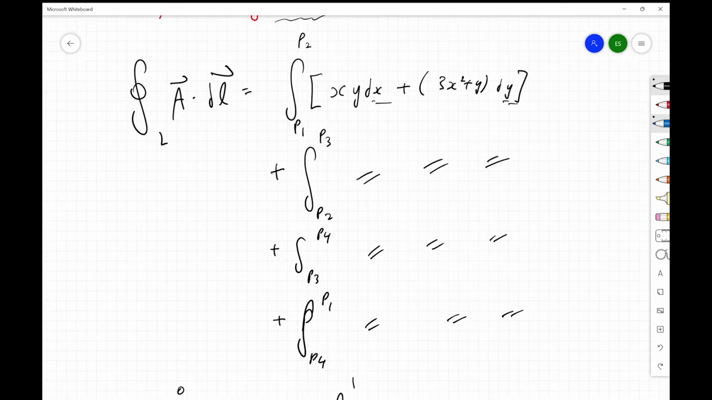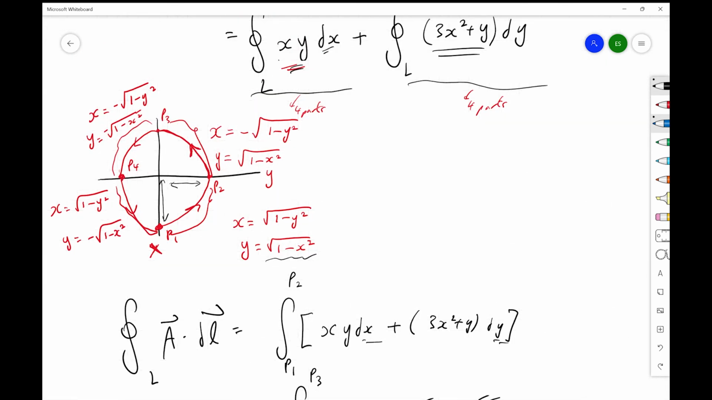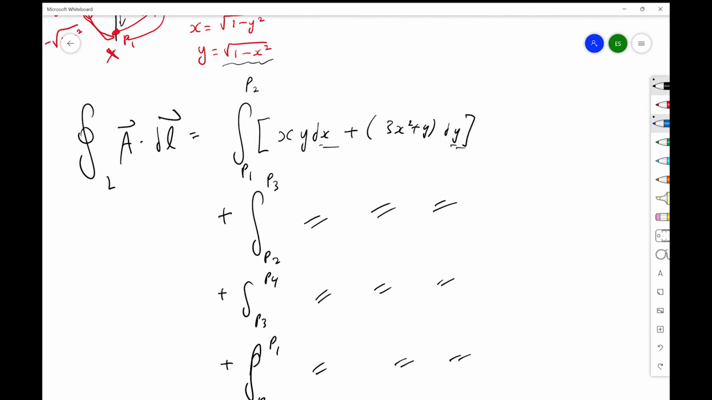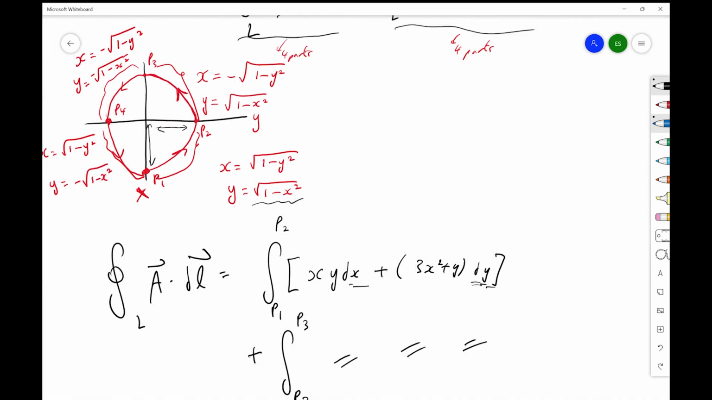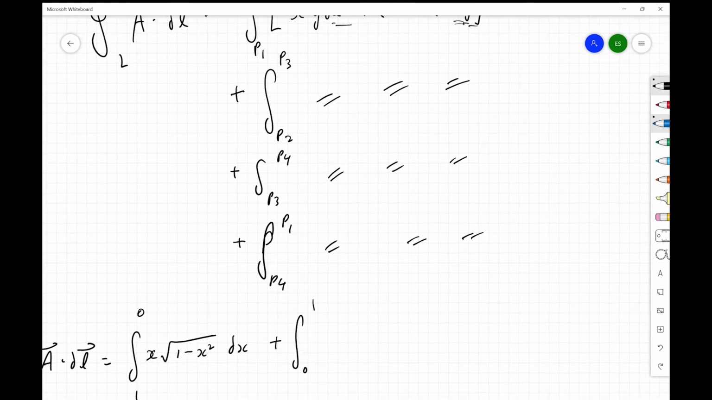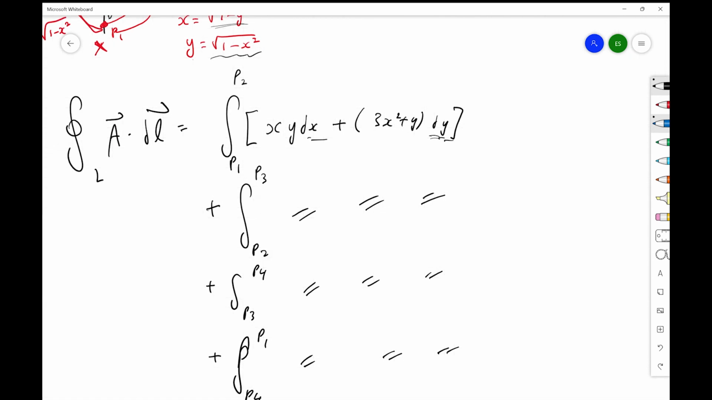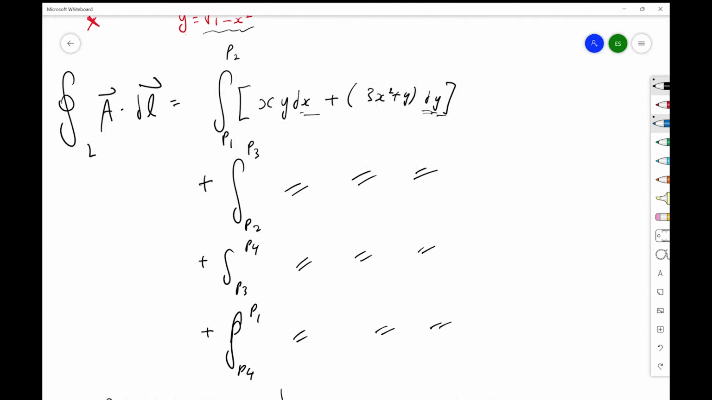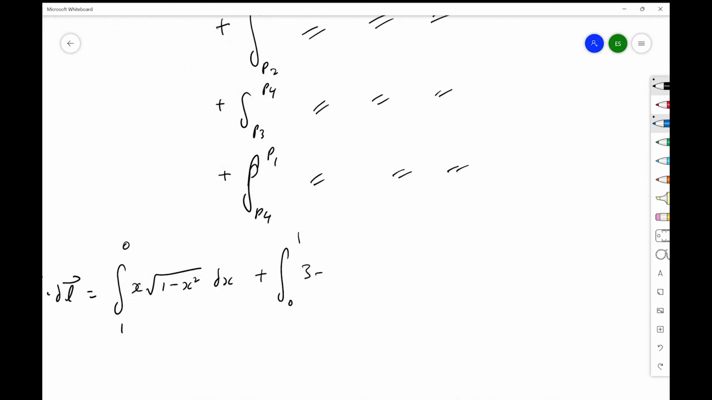How is y a function of x here in this segment? Y is square root 1 minus x squared, right? How is x, sorry, a function of y? Because now I'm doing the dy integration. X is a function of y using this formula, square root 1 minus y squared. Right, so instead of x, I need to put square root 1 minus y squared. So square root 1 minus y squared squared is just 1 minus y squared. So I end up with 3 times 1 minus y squared. So I end up with 3 minus 3y squared plus y dy.